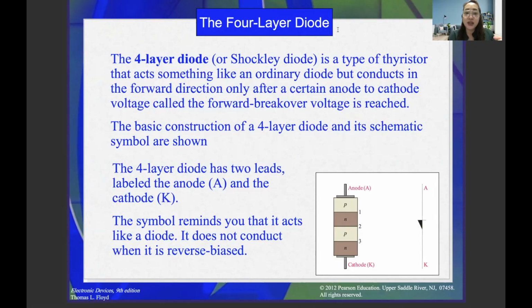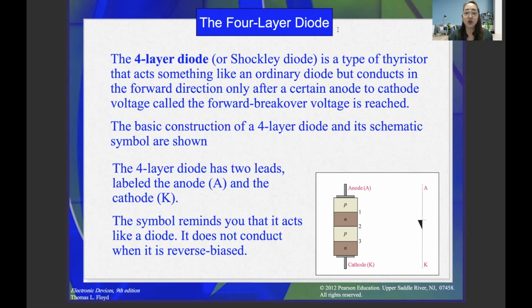But we have a four-layer diode, and that is under the category of thyristor. We call it the Shockley diode. A Shockley diode is a type of thyristor that acts something like an ordinary diode but conducts in the forward direction only after a certain anode to cathode voltage, called the forward breakover voltage, is reached. Remember the term forward breakover voltage because you will continuously hear it in the following topics.